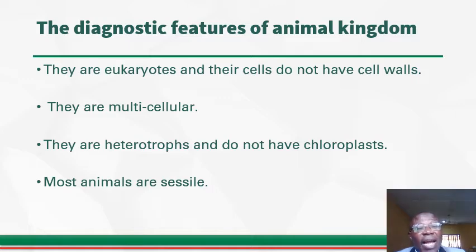Majority of animals are multicellular, except those like the amoeba or the paramecium, which are unicellular, but of course they are not really classified under the animal kingdom. They belong to the group that we call protists. The animals are heterotrophs, and they do not have the pigment that can enable them to carry out photosynthesis. Such pigment as chloroplast can only be found in the plant kingdom, not in the animal kingdom. And most of the animals are motile.